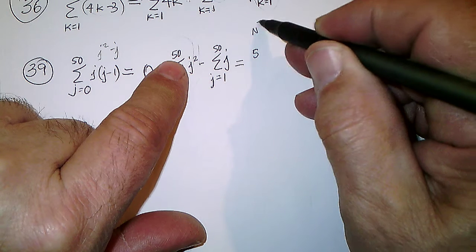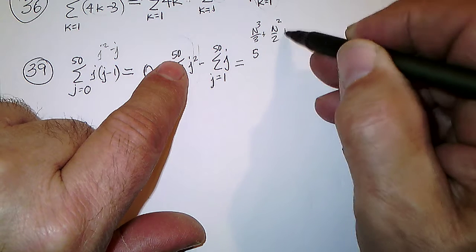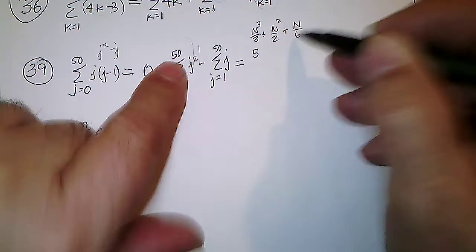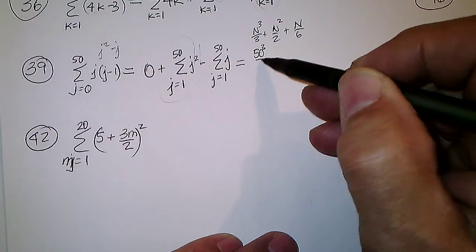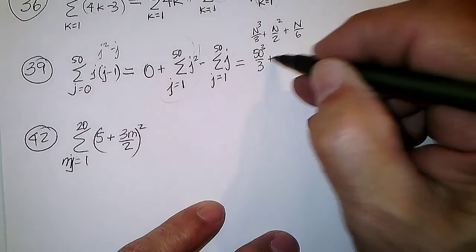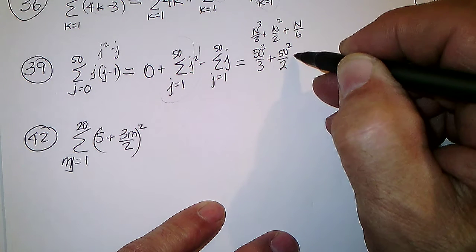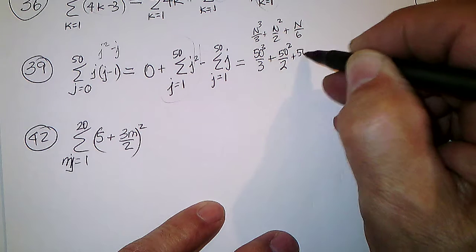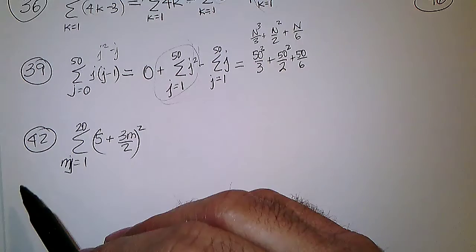It's n cubed over 3 plus n squared over 2 plus n over 6. So I'm going to have 50 cubed over 3 plus 50 squared over 2 plus 50 over 6. That's what this one will be.